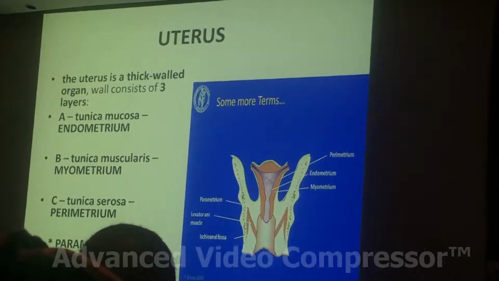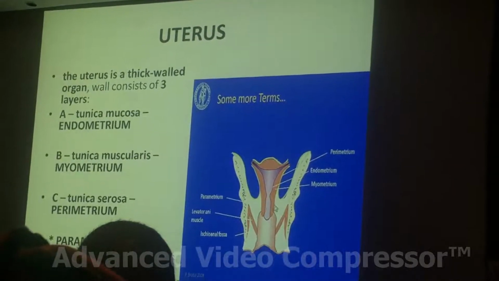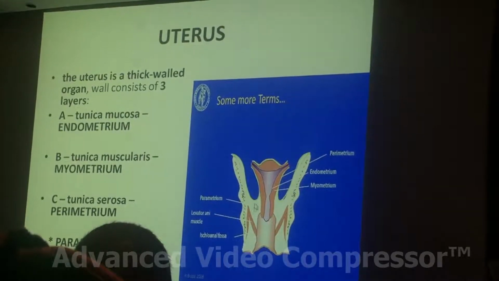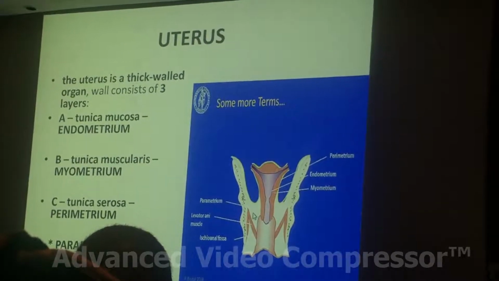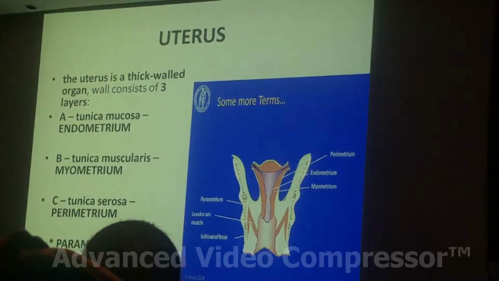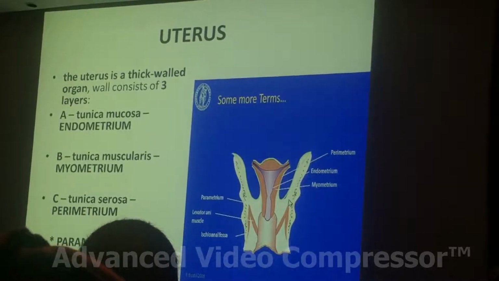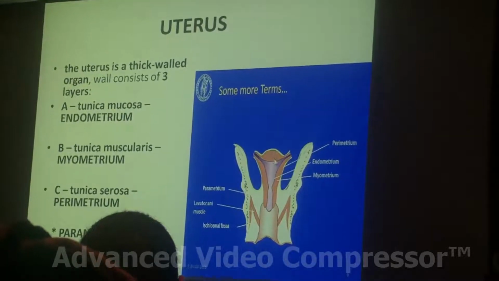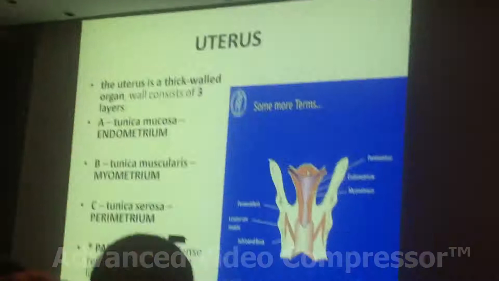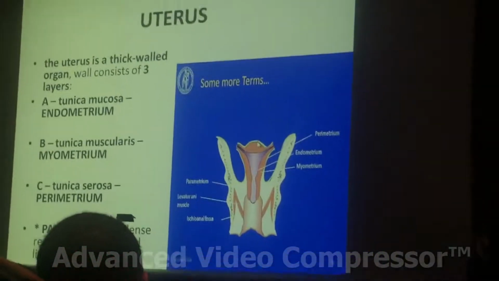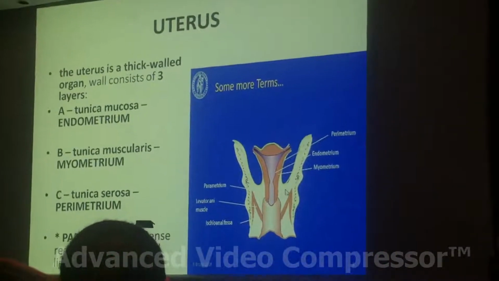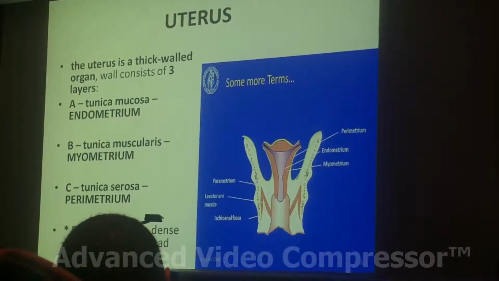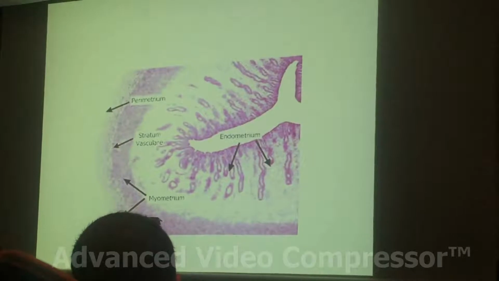Earlier you studied the broad ligament, and here you learned there is a ligament in the lower part of the broad ligament. In the lower aspect of the uterus, we have the perimetrium, which surrounds it entirely from the outside: endometrium mucosa, myometrium muscularis, perimetrium serosa. But in addition to the perimetrium, you have something called the parametrium, which is a dense connective tissue that extends into the broad ligament.